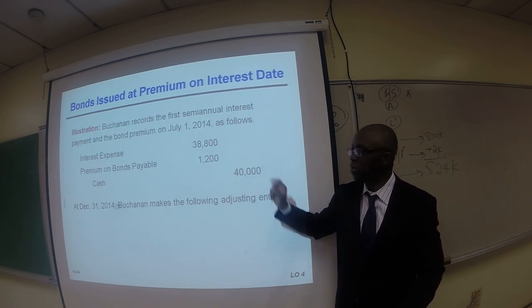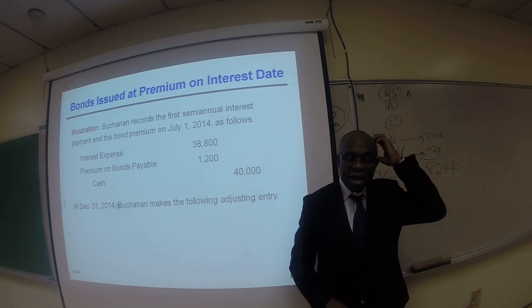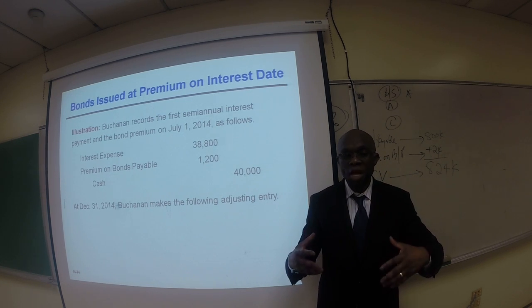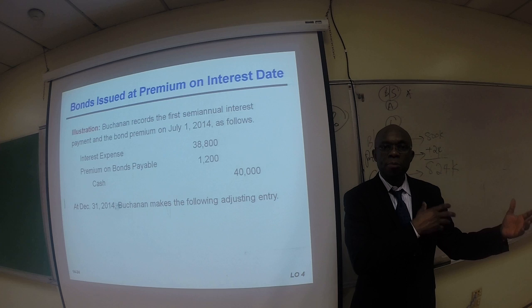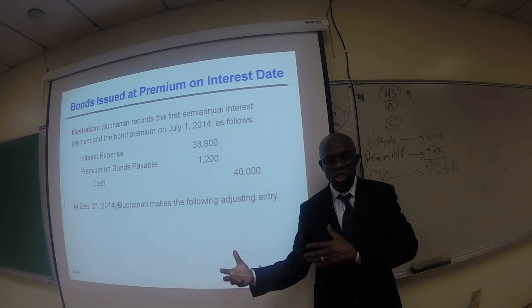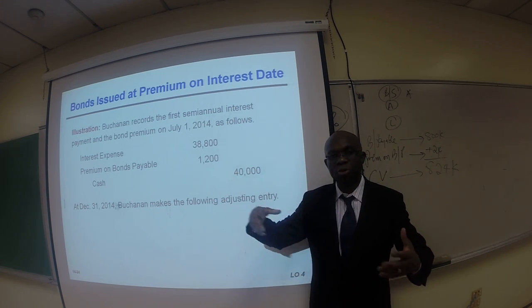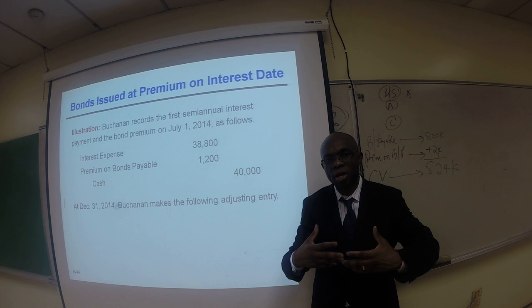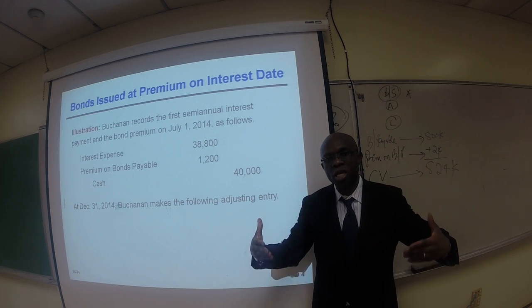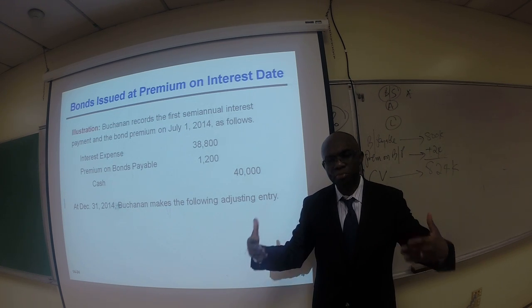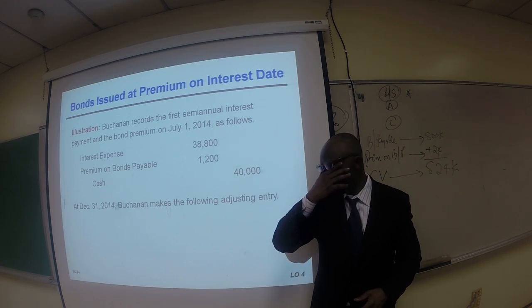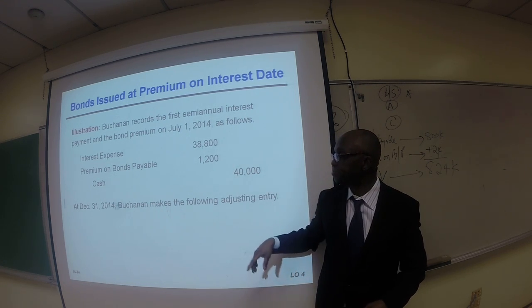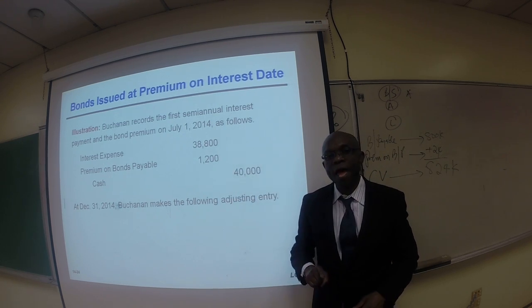So the cash interest payment is $40,000. However, the $24,000 premium on bonds payable with a normal credit balance, we now have to reduce it by $1,200, because we are splitting the $24,000 over 20 interest payment periods. So when we reduce the premium on bonds payable by $1,200 by way of debiting that account, as you can see, our interest expense is only $38,800.